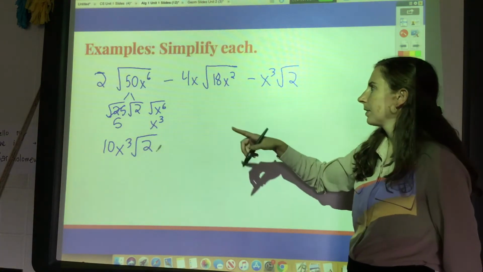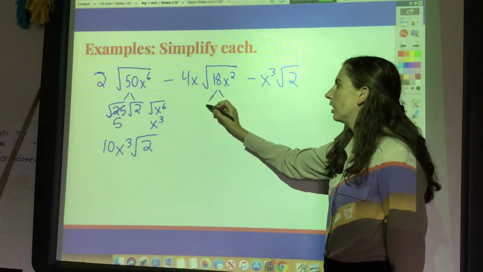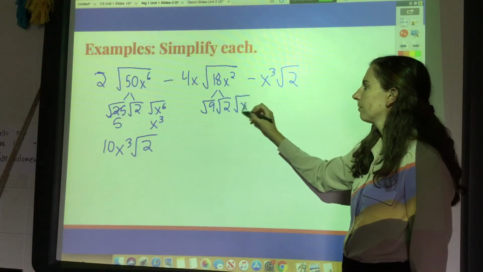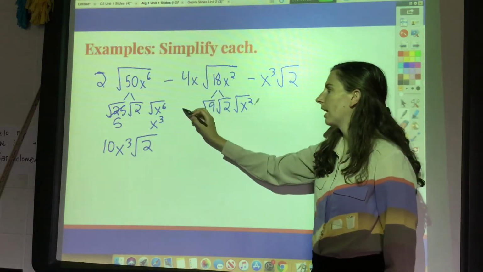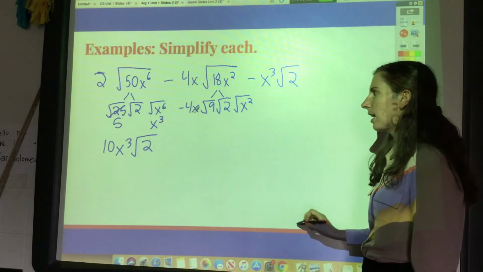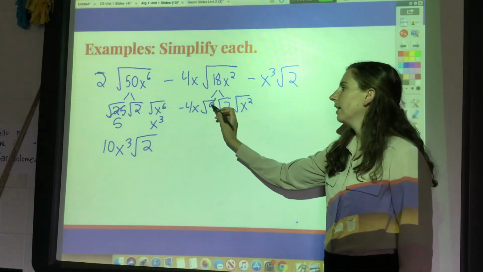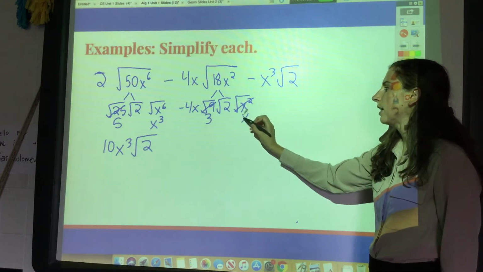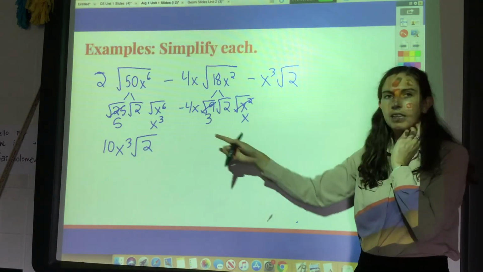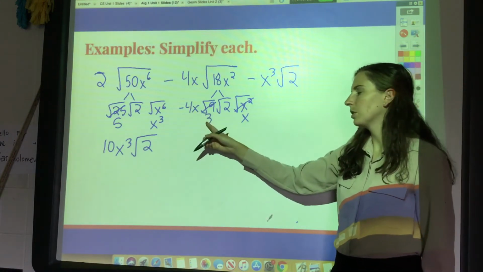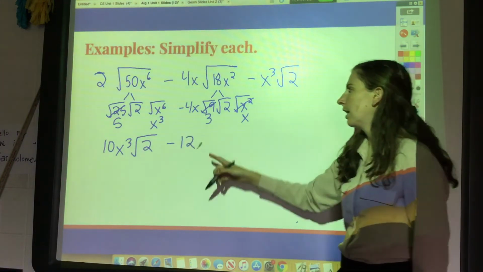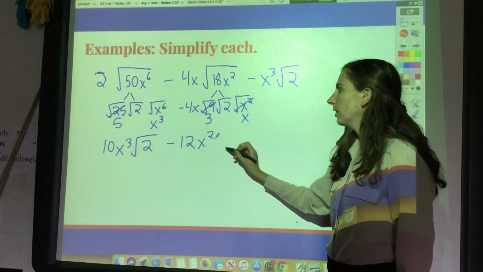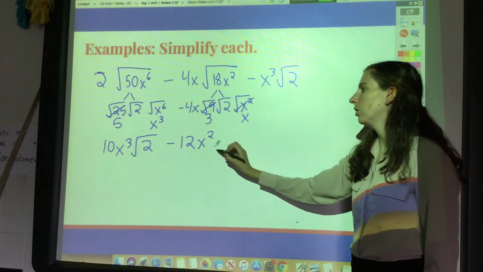On this one, 18 breaks into 9 and 2, and square root of x squared, and negative 4x. I'm going to try not to lose anything this time. The square root of 9 is 3. The square root of x squared is x. And now I'm just going to multiply everything together here. Negative 4 times 3 is negative 12. Both of these are outside the radical now, so x times x is x squared. The only thing left under the radical was square root of 2.